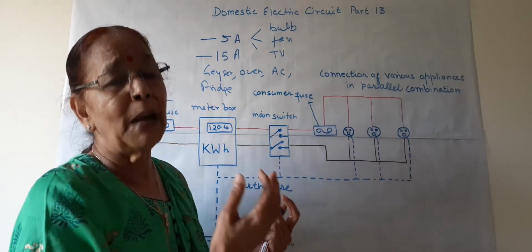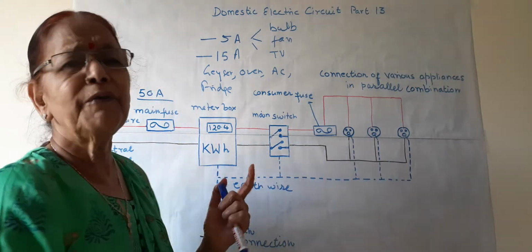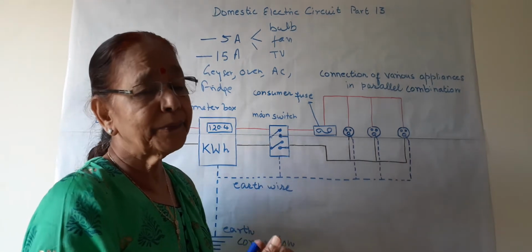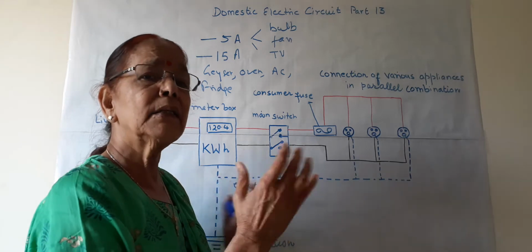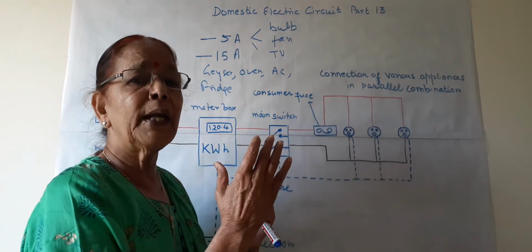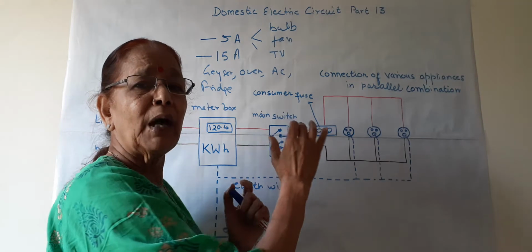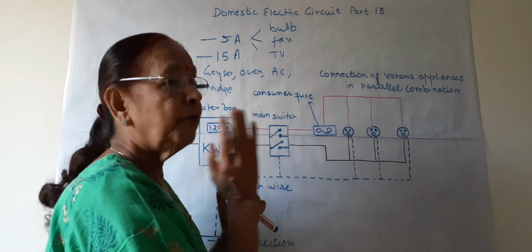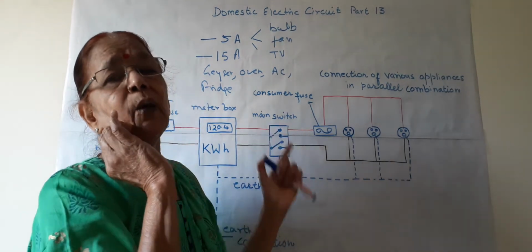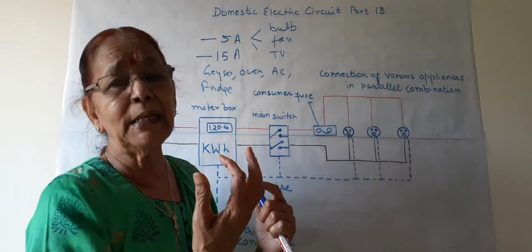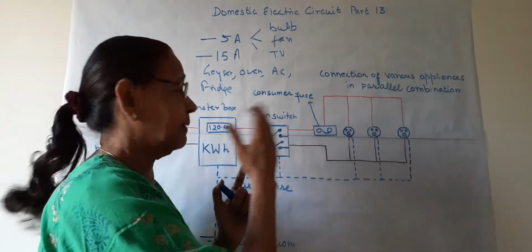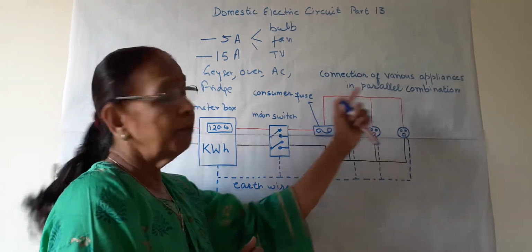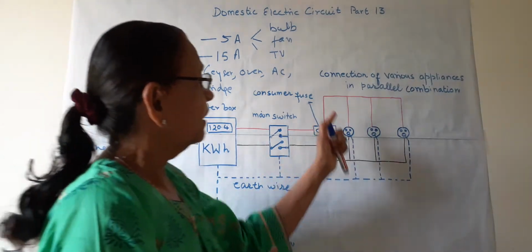All of you know the fuses are made up of a low melting point wire made of lead and tin, and its resistance is appropriate. It is more than the connecting wire, but less, not very high. So when the high current comes, the low melting point wire melts and the circuit breaks. So this is the need of putting a fuse before the different circuits.